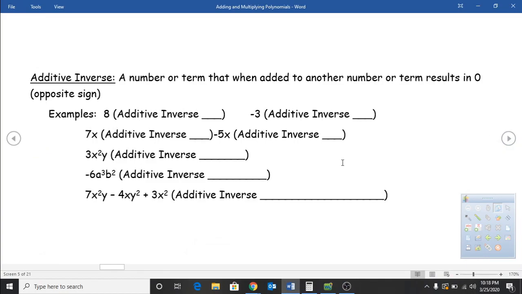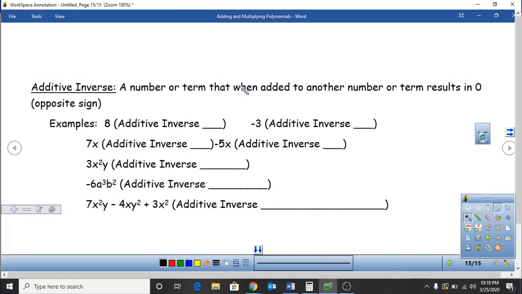So the next thing we'll look at is something called the additive inverse. It seems like a term we don't really hear too often, but it's actually a really fun and easy term. By definition, the additive inverse is just a number or a term that, when added to another number or term, results in a zero. The easiest way that I remember it is I just think of it as the opposite sign of whatever they give me. For instance, here's an example.